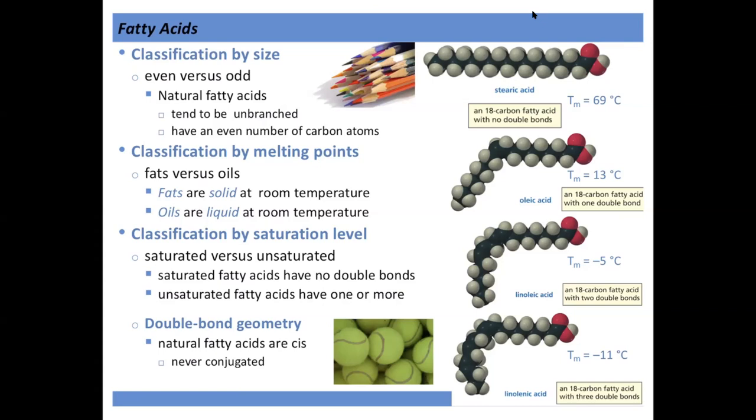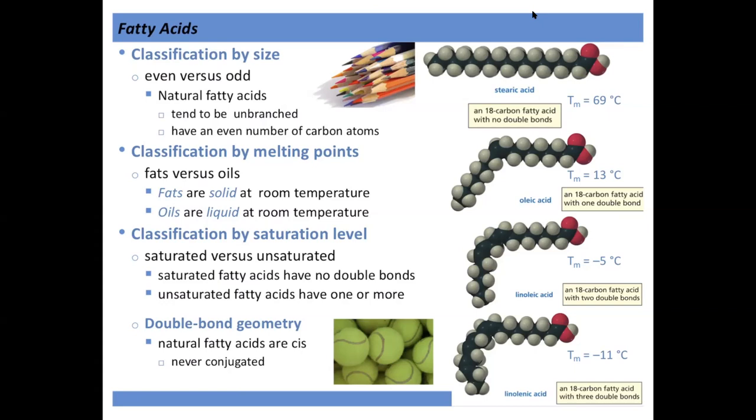We classify them by their saturation level, meaning how much hydrogen do they have. So if they have as many hydrogens as they possibly can, they're referred to as saturated. If they have double bonds, then they tend to be unsaturated. And we also classify them by the orientation of their double bonds. And so most natural fatty acids tend to be in the cis conformation.